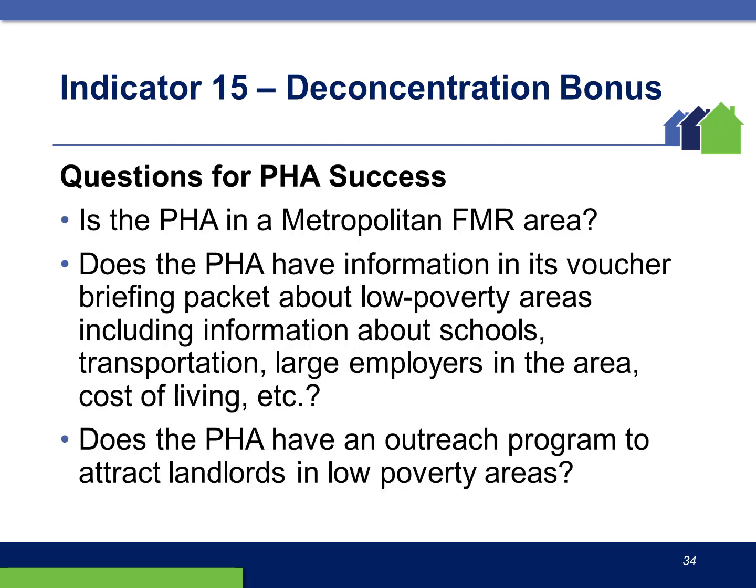The questions for success on indicator 15 include, does the PHA have information in its voucher briefing packet about low poverty areas, including information about schools, transportation, large employers in the area, the cost of living, etc.? Does the PHA have an outreach program to attract landlords in low poverty areas? Is the PHA in a metropolitan FMR area?